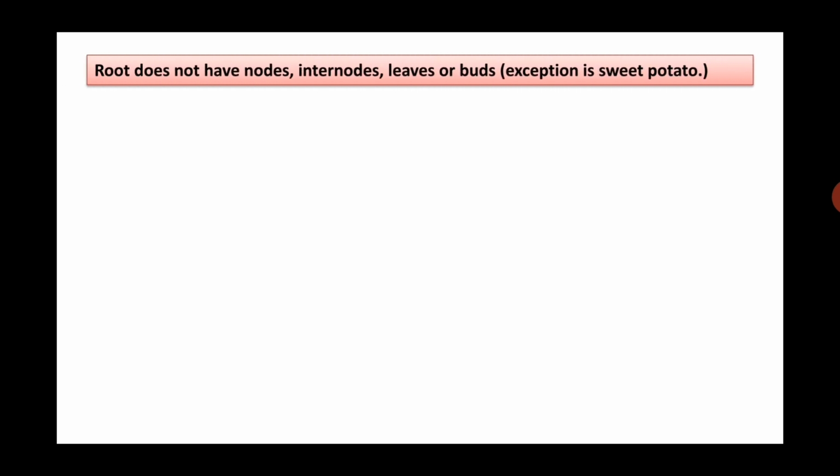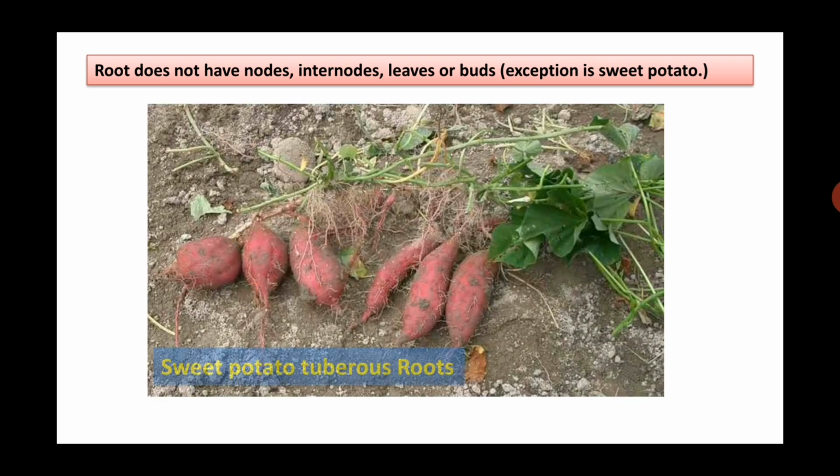Root does not have nodes and internodes, leaves or buds. Exception is sweet potato. Stem has nodes and internodes on which the branches, leaves and flowers grow. But in case of root, there are no nodes, no internodes. Only exception is sweet potato. So this is the sweet potato tuberous roots on which you can exceptionally have the nodes and internodes.